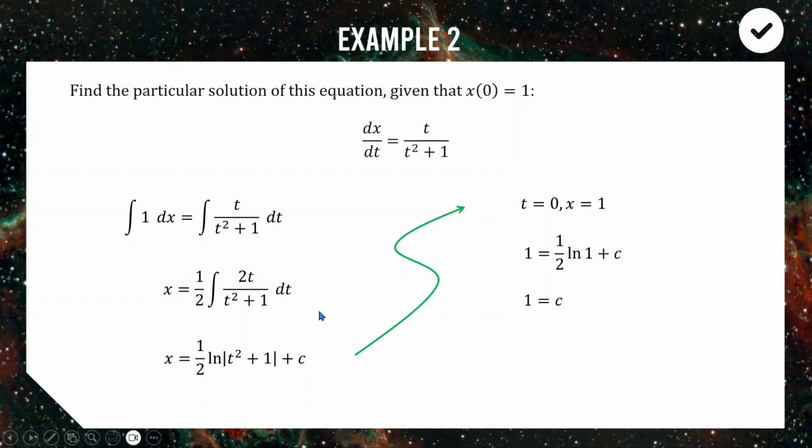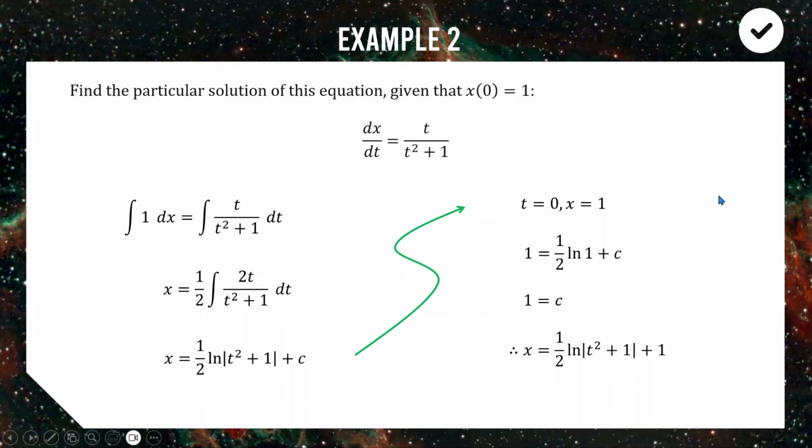We can put that back into our equation over here, and we get x is equal to half log of t squared plus 1, plus 1. The question didn't specify whether we need to leave our answer in terms of x or t, so we're just going to leave it like this. If we needed to make t the subject, we'd do some rearranging. Wouldn't be that difficult, but if the question hasn't asked for it, let's not do extra work. Let's just move on and focus on something else.